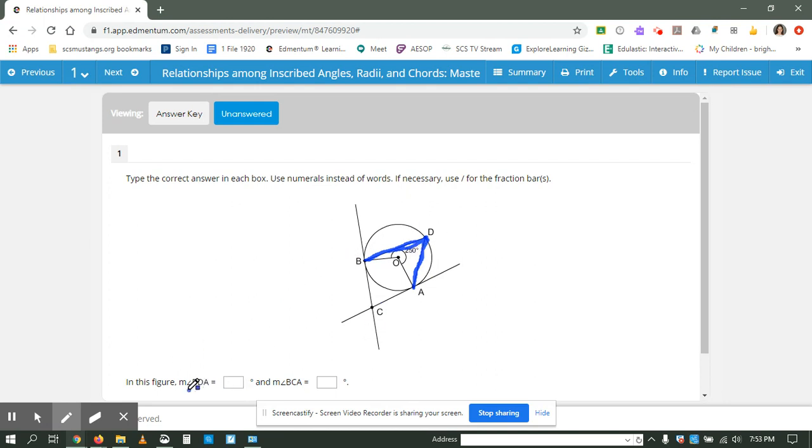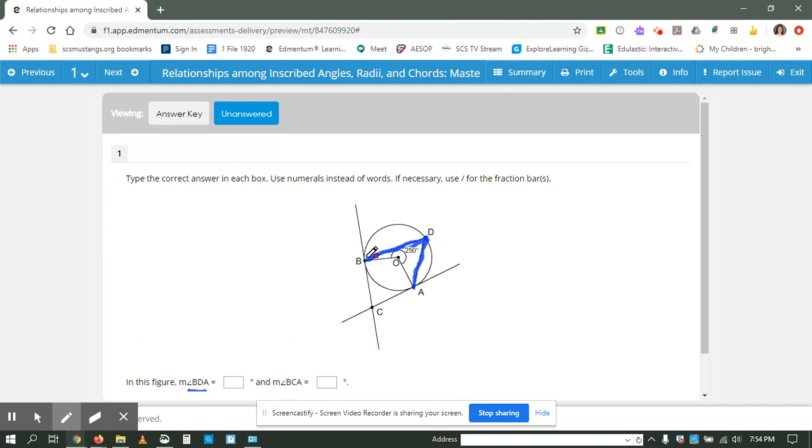And the only thing that they give us to work with for this is the fact that this angle right here, BOA, the outside of that angle is 250 degrees. So we've got to figure out a way to get the 250 degrees to work its way over to that angle right there. So if we look, this is our inscribed angle.